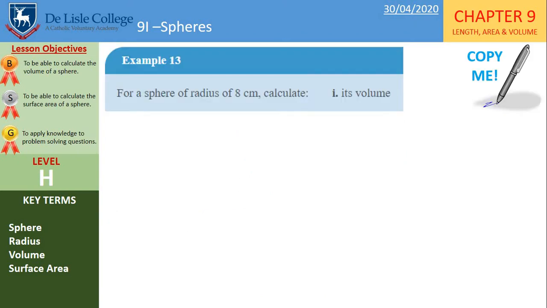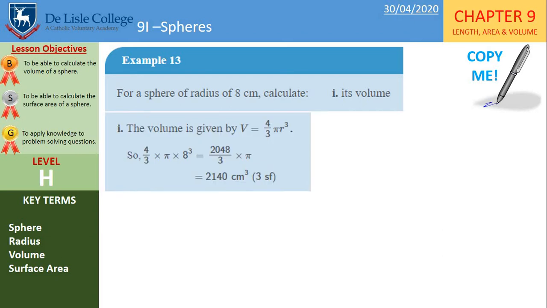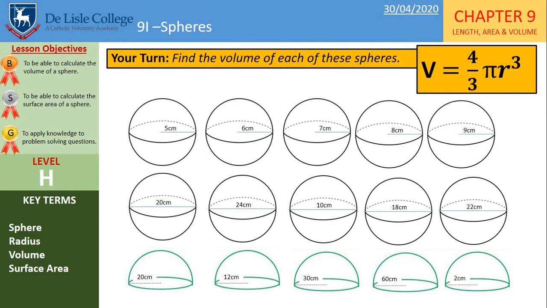So an example, we've got a sphere of radius 8 centimetres. We're going to copy the question and calculate the volume. So we're going to work out 4/3 times pi times 8 cubed, and that gives us 2,140 centimetres cubed, and that's been rounded to 3 significant figures. You're going to have a go at some of these. Make sure you write down your working as well as the answer. Pause the video while you work through them.